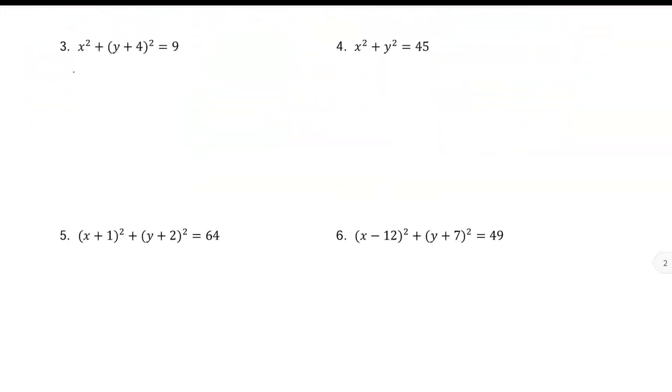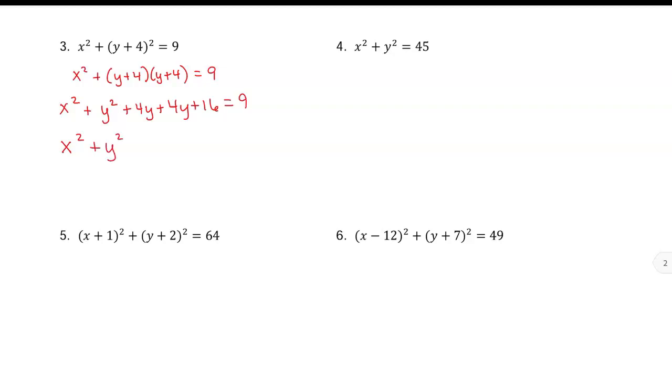The answer to number 3. When you expand y plus 4 squared, you get y squared plus 4y plus 4y plus 16 equals 9. Your answer should start with x squared followed by y squared. There are no terms with x to the first power, so don't worry about those, but we do have a plus 8y. And now I'm going to subtract 9 over to the left. 16 minus 9 is 7. That's the answer for number 3.